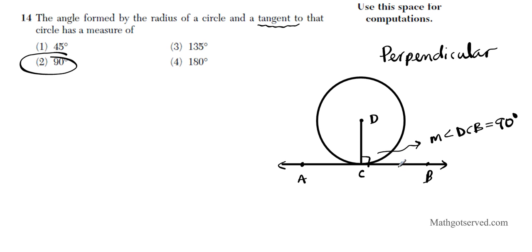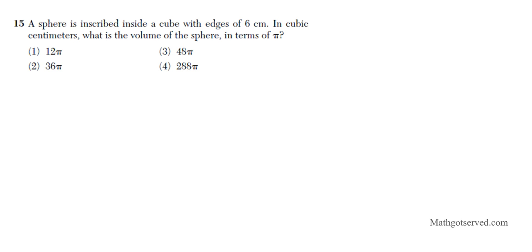All right? So the tangent line is always perpendicular to the radius and the diameter. It has to be at the point of tangency, okay? All right, you have to draw the diameter or the radius from the point of tangency. All right, so there you have it. Option number 2 is your answer for question 14. Okay, let's move on to question number 15.